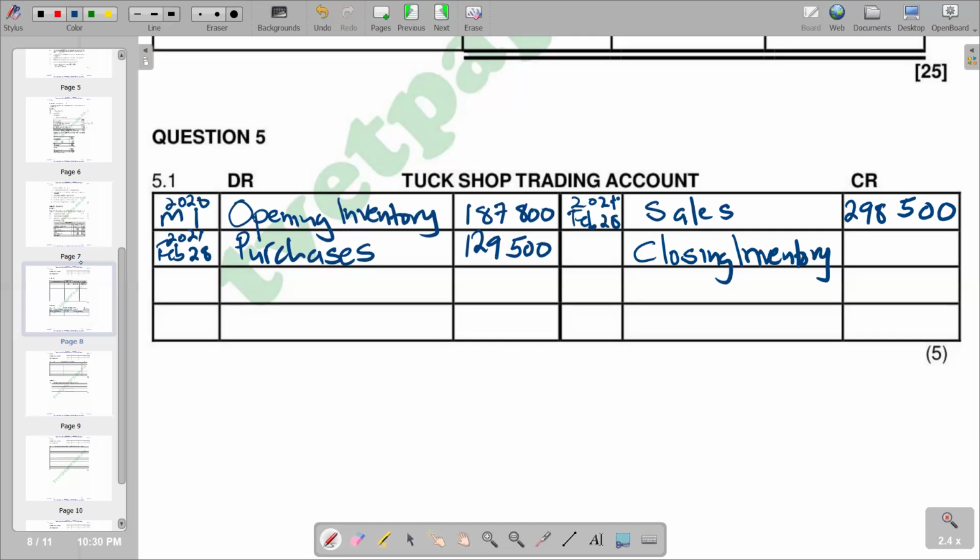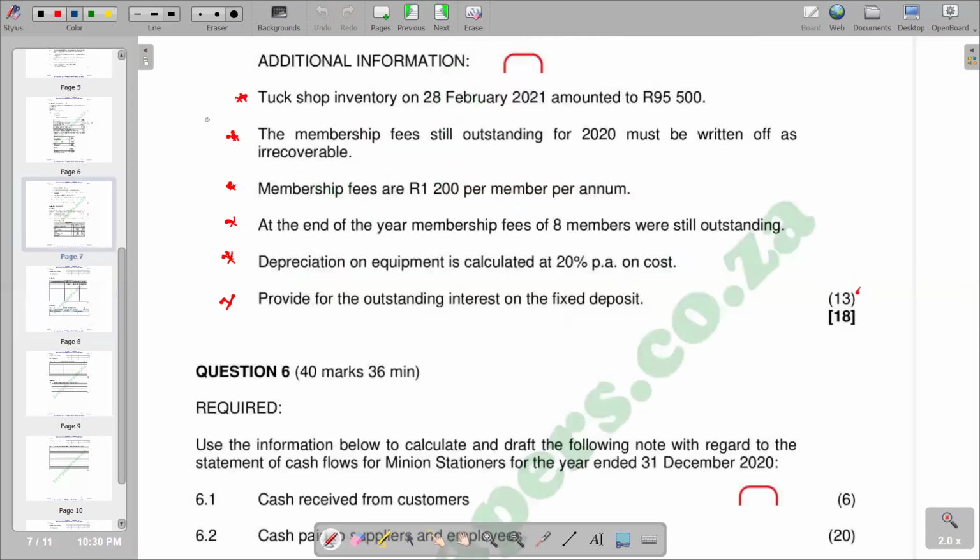So having done that, we also have closing inventory on the credit side. And the closing inventory, you get it in the additional information. So if you come here, you see that we have got here tuck shop inventory on 28 February 2021 amounted to 95,500 rand. This is at the end of the period, which makes it the closing inventory. So you got 95,500.